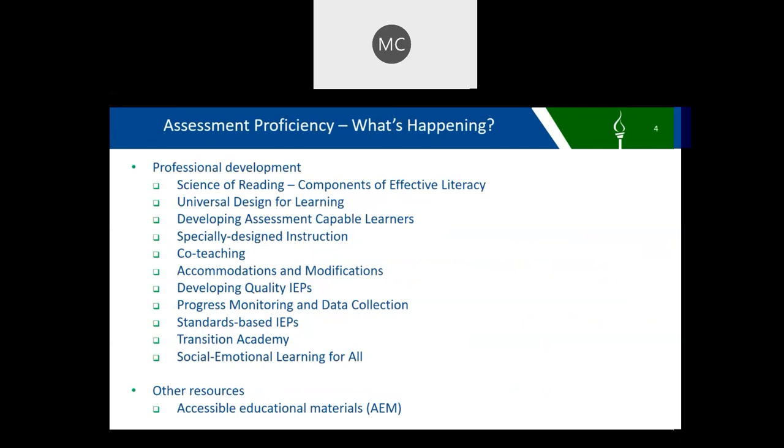This slide shows a list of professional development and resources that are related to or would support school districts in educating students with disabilities. You can request additional information on any of these by sending an email to the address at the end of this presentation.